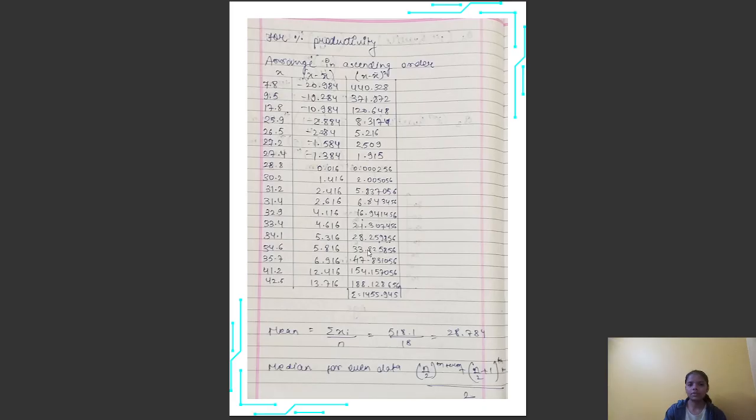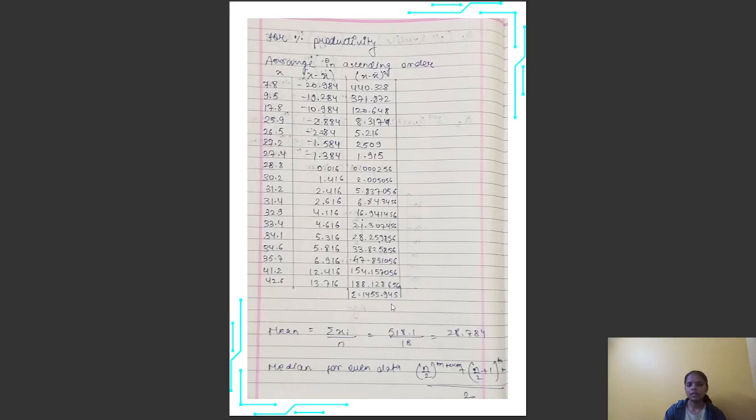Now for the percent productivity, our given data is not in sorted order. So here we perform sorting and arrange the data into ascending order. First of all, we will calculate the mean of the given data. To calculate the mean, we have the formula summation of xi upon n. When we add all these data points upon n, which is 18, we get our mean as 28.784. Now with the help of this mean, we calculated x minus x bar and the summation of (x minus x bar) whole square.